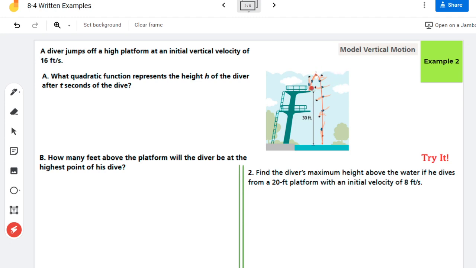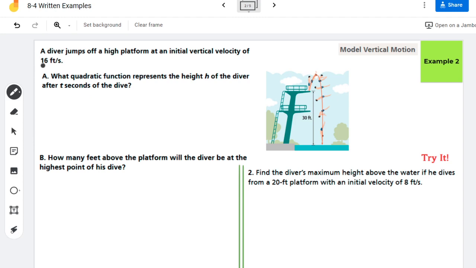So we are just looking at the height version of things. We are not looking at how much force he put going forward. So it says, what quadratic function represents the height of the diver t seconds after the dive? So what I'm going to be doing is using what's called the vertical motion model to write a quadratic equation.